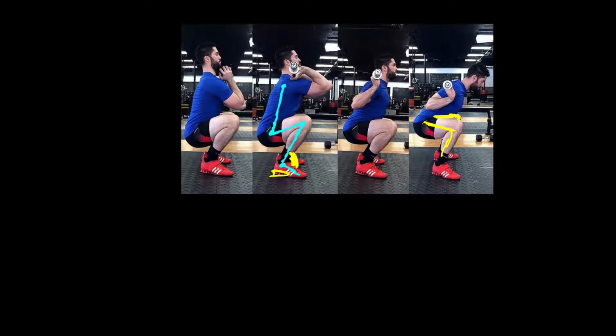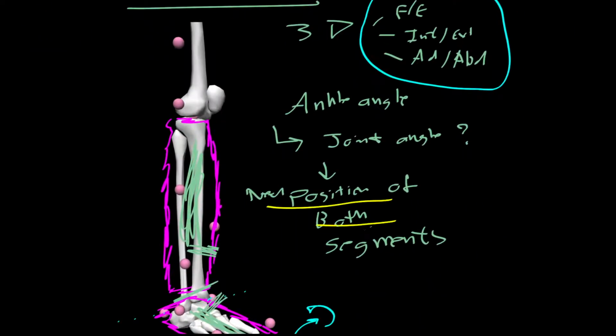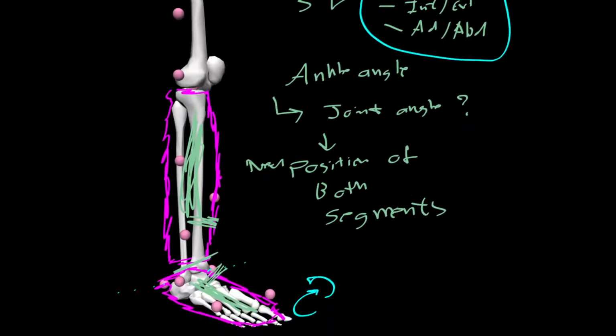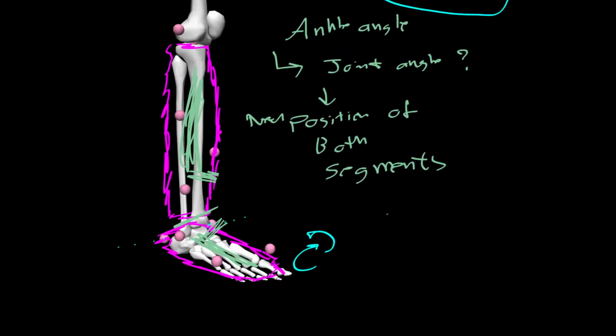When I mentioned that you need both, you need the position of both segments, that leads me to the other point I want to close with, which is that depending on how complicated of a model you need, you may or may not want to think about segments of the body as one thing. So what do I mean by that?